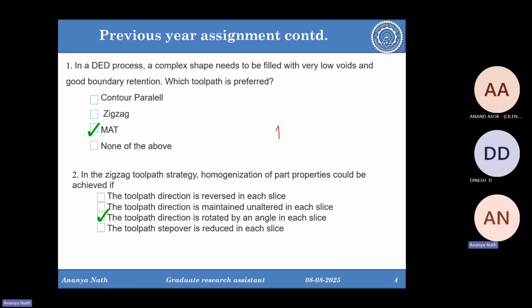As I showed, in zigzag, it will be like this. This is my first layer, so my next layer will be this. I am doing zigzag and I'm rotating the part as well. Then only I will get the homogenization of the layer. Otherwise, I will not get it. Okay. So this will be the case.